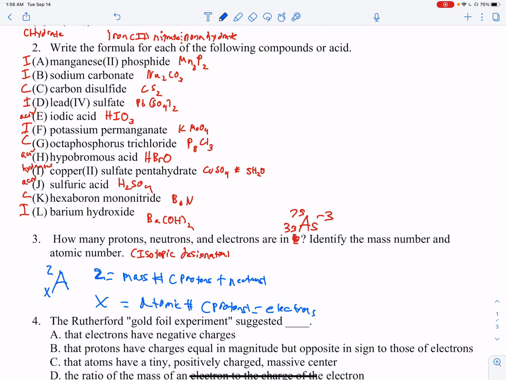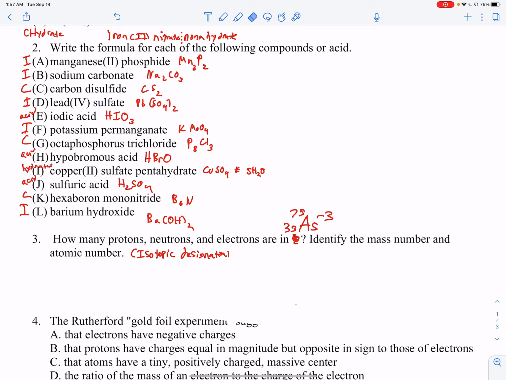The reason why the mass number is just protons and neutrons is electrons have a very small weight. Protons and neutrons weigh a lot more, so electrons are negligible when finding the weight of an atom. So we just consider the protons and the neutrons to be contributing to the weight. Okay, so that's the general structure of it.